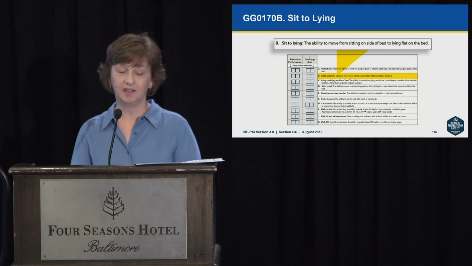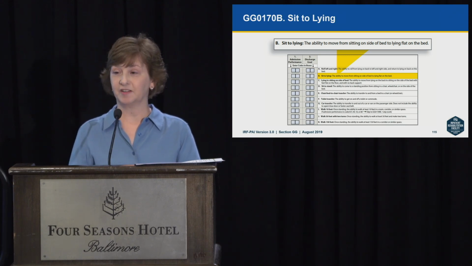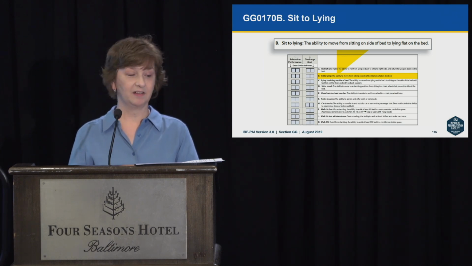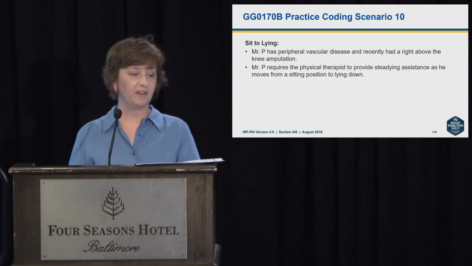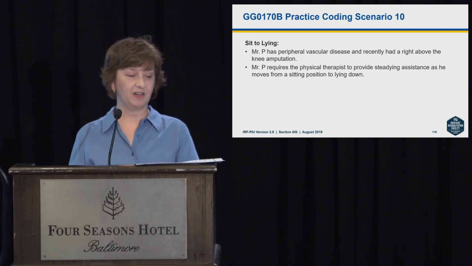The next activity, again, another bed mobility activity, is sit to lying. For sit to lying, the definition is the ability to move from sitting on the side of the bed to lying flat on the bed. So for the practice scenario here, this is number 10, we have Mr. P. Mr. P has peripheral vascular disease and recently had a right above the knee amputation. Mr. P requires a physical therapist to provide steadying assistance as he moves from a sitting position to lying down. How would you code Mr. P?